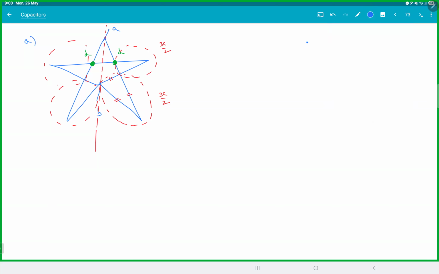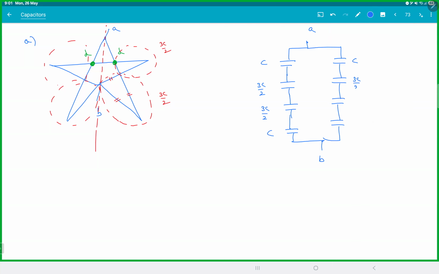So if I just redraw the circuit here, if this is A, I have one capacitor C, then we get the triangle. The triangle is 3C by 2. Then I go down, I'll get one more triangle, 3C by 2. Then I get one more capacitor C, and then I reach B. The same thing will happen on the right hand side. C, 3C by 2, 3C by 2, and C.